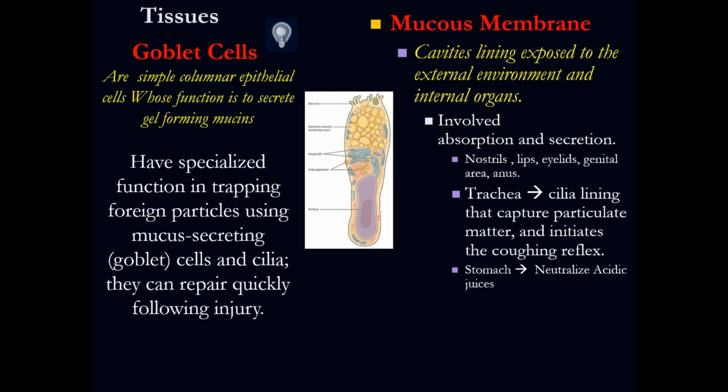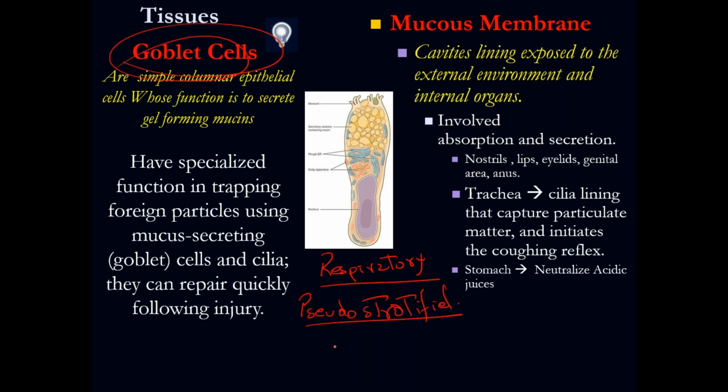From the epithelium, I want you to remember the goblet cells. When you are talking about the respiratory system, the first thing I want you to remember is the pseudostratified epithelium. That is where it's going to have the goblet cells and the cilia. Some of these cells are going to become goblet cells that secrete mucus.